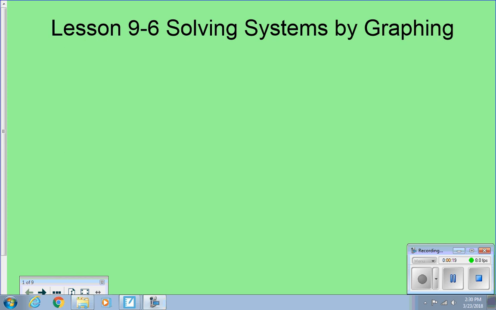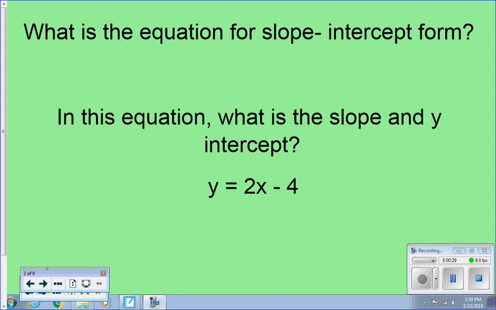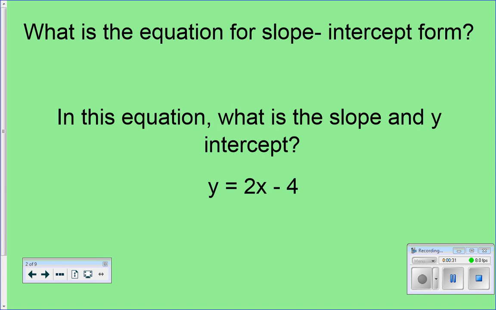And then there's a goal at the end to figure out what kind of lines they make. Do they cross? Do they intersect? Are they parallel? So there's a goal in the end when you graph these two things. So before we do that, let's review so we make sure we know how to graph a line again.